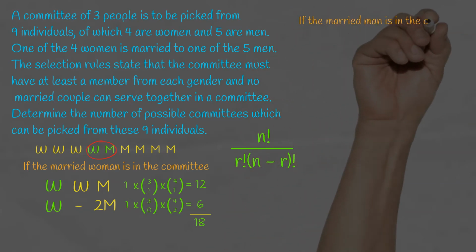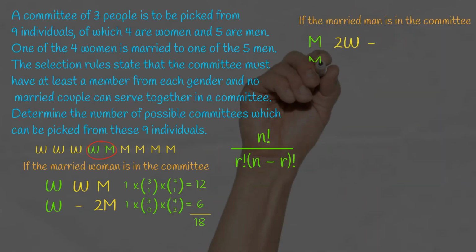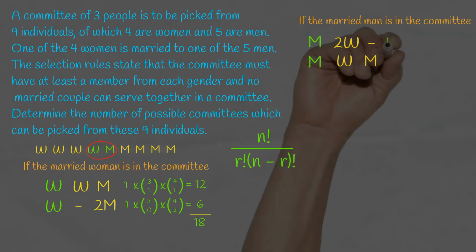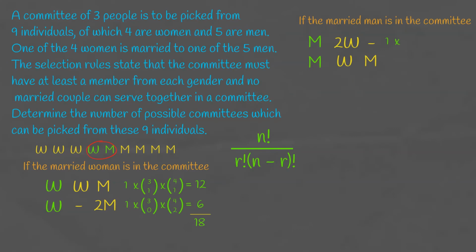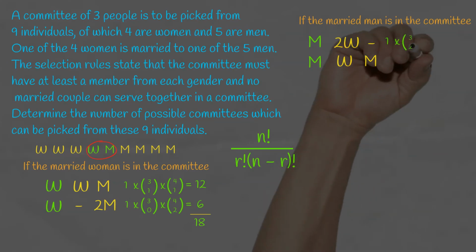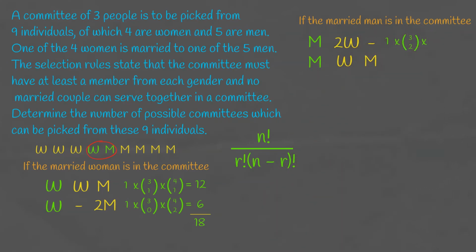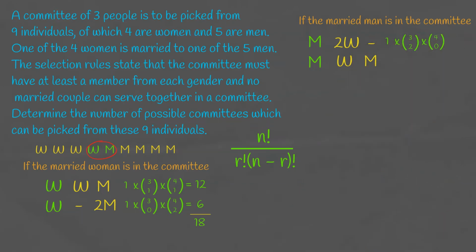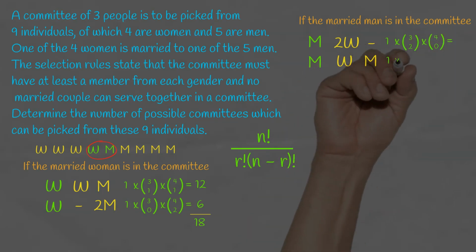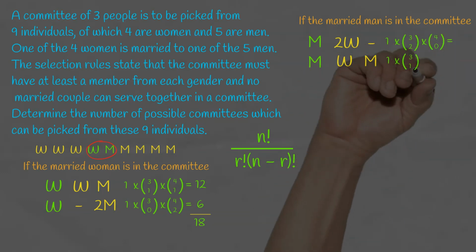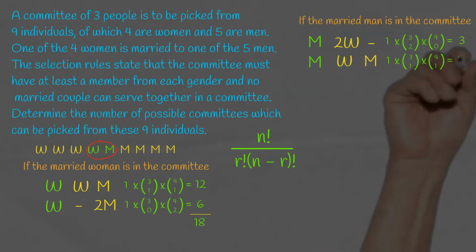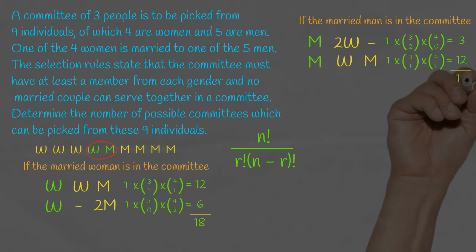If the married man is in the committee, we could have 2 more women, or we could choose a woman and a man. So for the first scenario, there's only 1 married man, so there's just 1 choice. But for the 2 women, we have 3 to choose from, and we can choose 2 because we mustn't include the married woman. And for the men, there's 4 to choose from, and we don't choose any. And for the second row, we have 3 women and we're choosing 1, and 4 men and we're choosing 1. Calculating this out, we end up with 3 and 12 respectively, giving us 15 ways the committee can be organised if the married man is in it.